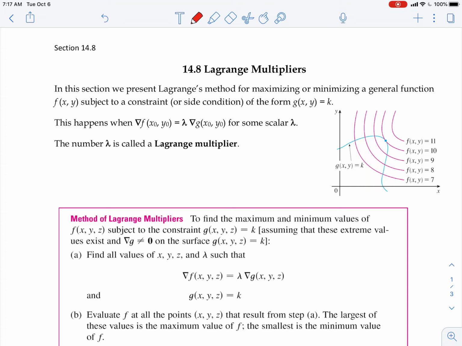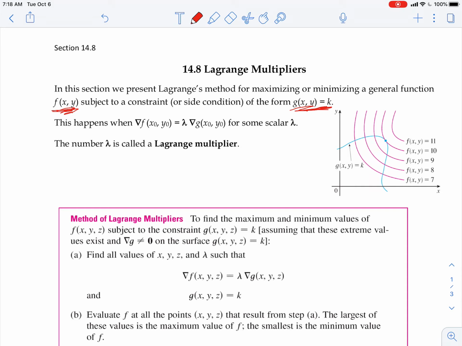So basically what we have here is we're going to be given a function, and this function is going to have a surface. And on this surface, we're going to put a constraint, which is another function, but this function is defined by k, a constant. Meaning that here we have a surface, and here we have a surface, and here what we're going to have is just a level curve at whatever the k value is.